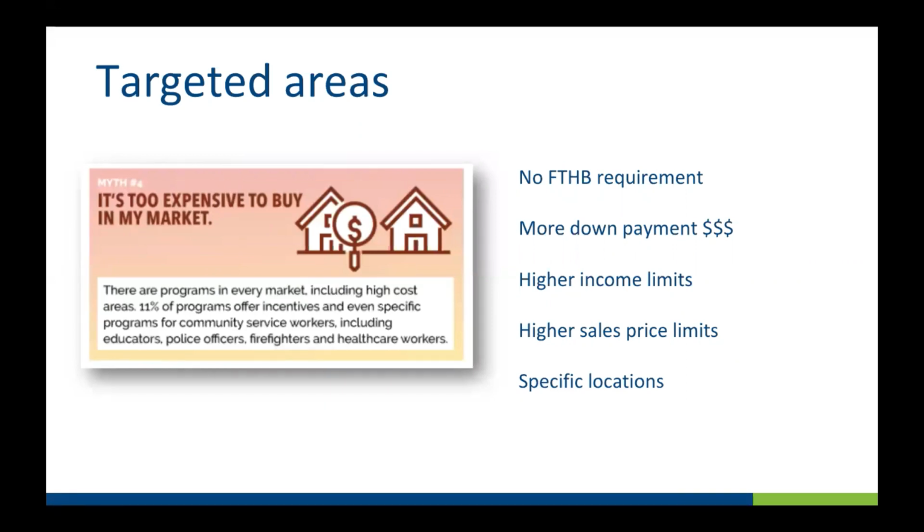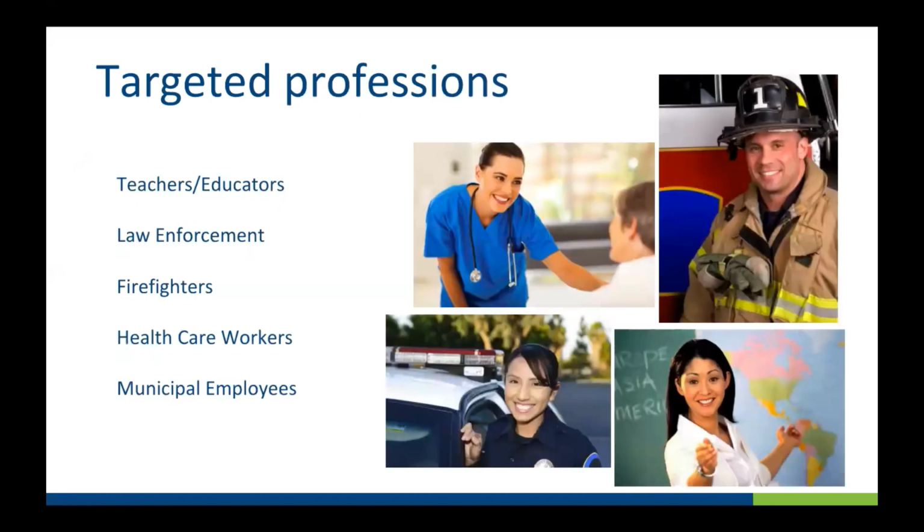There may be more down payment assistance money available. Income limits will sometimes be higher than elsewhere in the state. Sales price limits, likewise, may be higher. But of course, that's all limited to those specific targeted locations. It's worth knowing where those are. It's worth talking to your loan officer partners. And I'm going to inject more about your partners here going forward, give you some ideas of who to go talk to. But it's worth exploring these to understand where those targeted areas are and where those benefits may exist. Targeted professions. So educators.